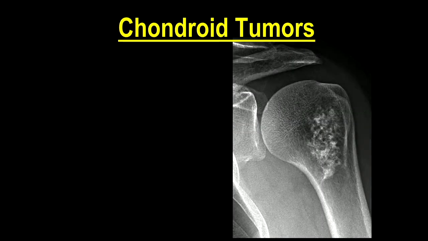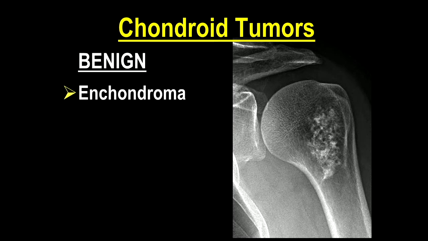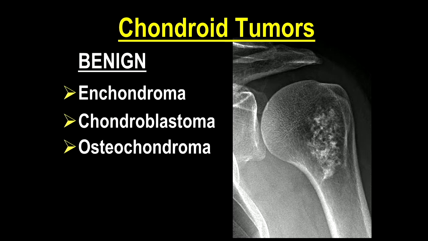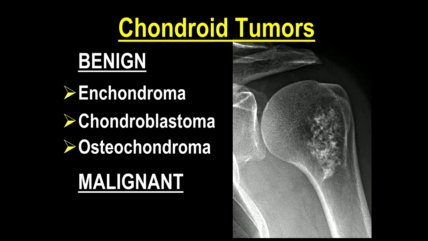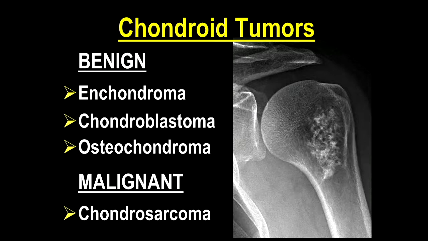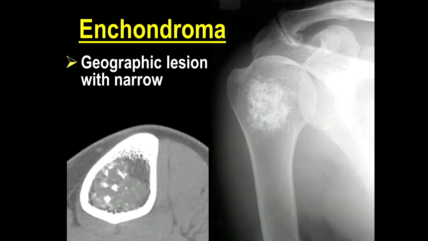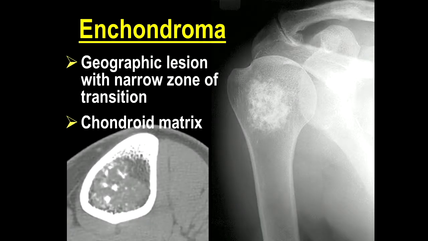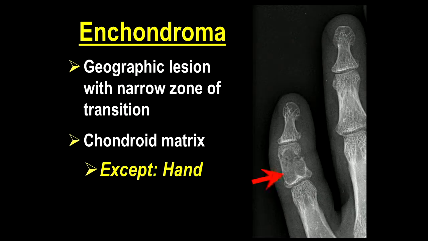And here, again, we can talk about benign lesions, benign enchondromas, chondroblastomas and osteochondromas are what we're going to talk about, and also malignant lesions, namely chondrosarcoma. With the benign enchondromas, we look for a geographic lesion with a narrow zone of transition and, of course, a chondroid matrix, like we see here.